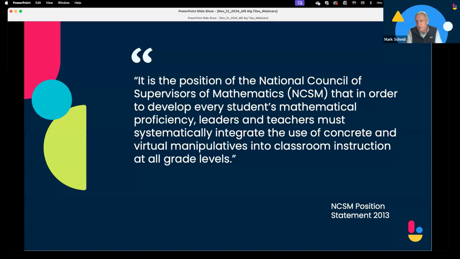I have read research where a lot of teachers in the study were using them as kind of a reward system, or "Hey, today is a fun day, so we're going to use manipulatives." So again, recognizing that these are really strong learning tools that we should be using with kids at all grade levels.